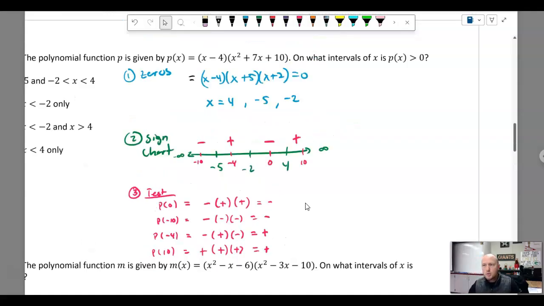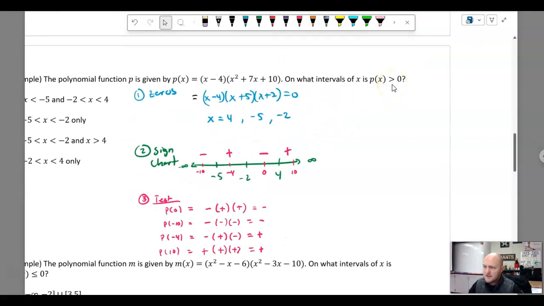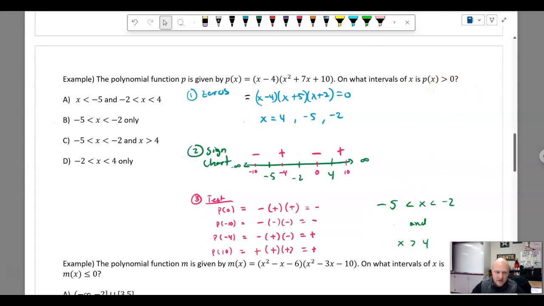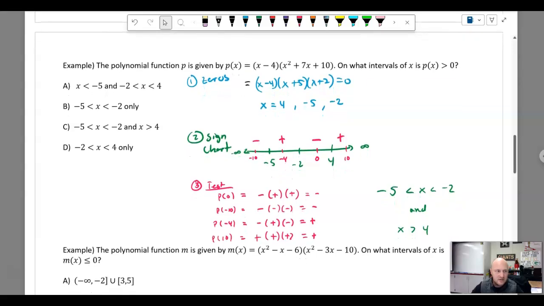So where is our graph? Where is our graph greater than 0? Well, our graph is greater than 0 on these two intervals, between -5 and -2 and 4 to infinity. And so here we would say just x is greater than 4, okay? Notice I don't include the values. I don't say equal to the values because the function is actually 0 there. So unless this had an underline, I would include them then, but it's not, so I don't include them. Okay, so I think our answer here is going to be C.